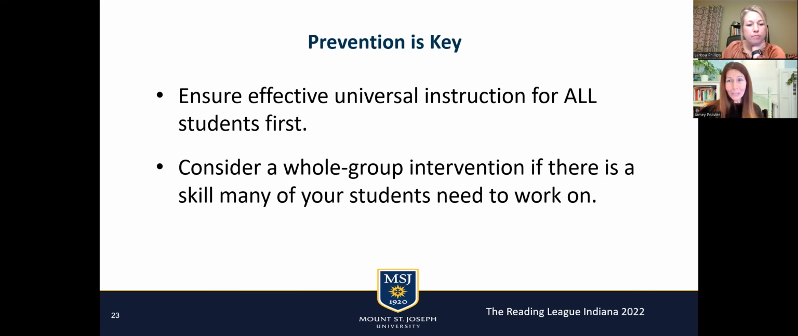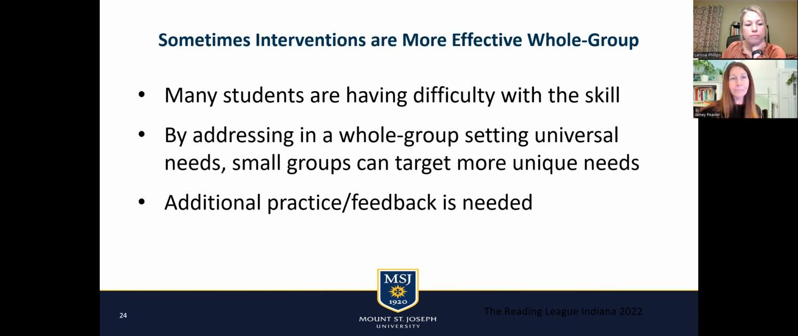And so the best way to do that, again, is to first look at what is working in our universal instruction and what do we need to support or intervene on in a whole group model. So our whole group intervention still should be intensive and structured and consistent.